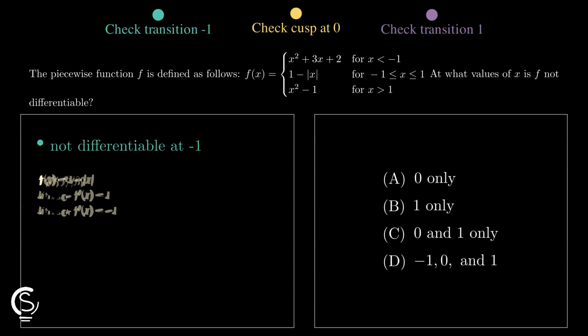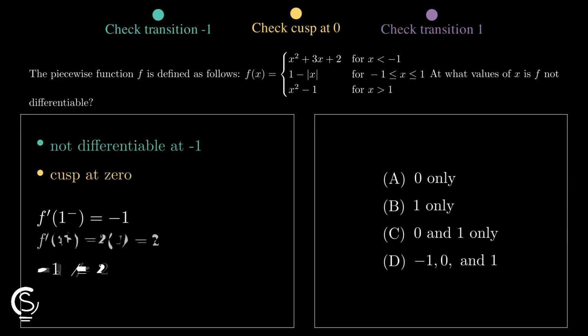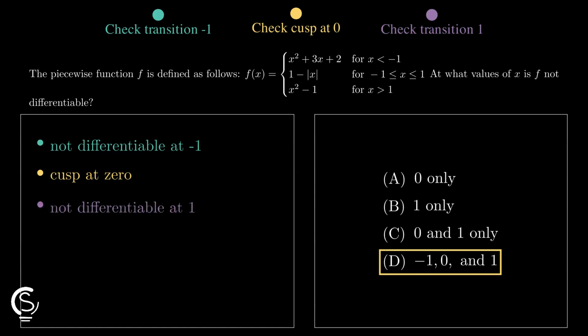Finally, check x equals 1. The left derivative is -1 while the right derivative is 2. They do not match, so it is not differentiable. That makes option D.